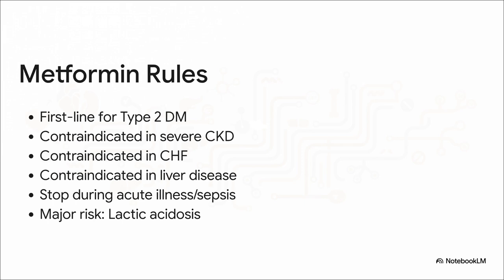As for the alternatives, keep in mind that sulfonylureas carry a notoriously high risk of hypoglycemia, while GLP-1 receptor agonists are great because they slow gastric emptying, help with weight loss, and actually lower ASCVD risk.